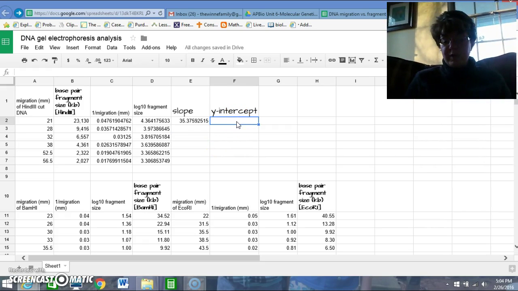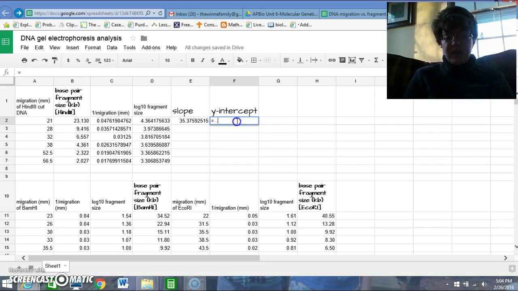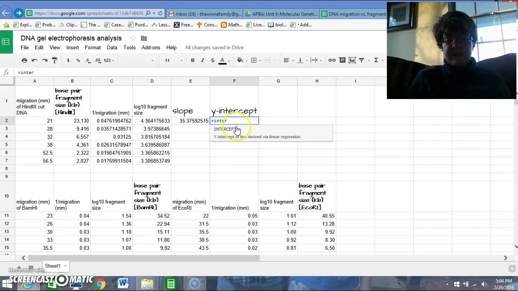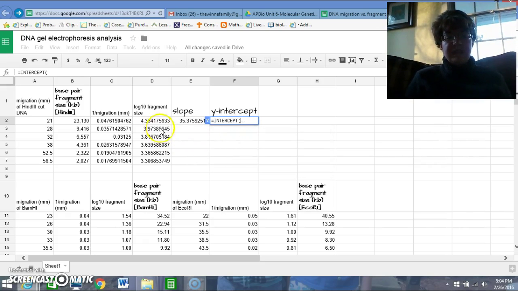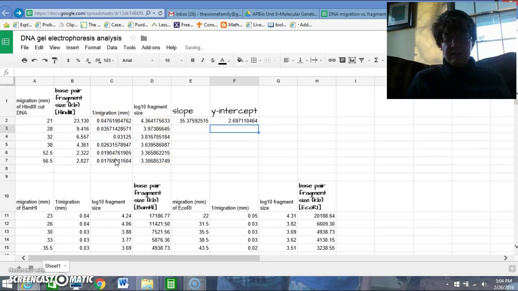It works the same for the y-intercept. I will type in intercept. There it is. And again, I need my y values, and I'll separate them from my x values. Okay, and there's my y-intercept for my equation of the line, y equals mx plus b.